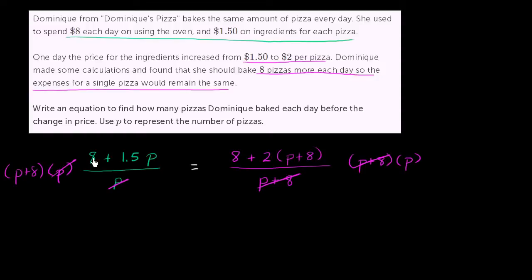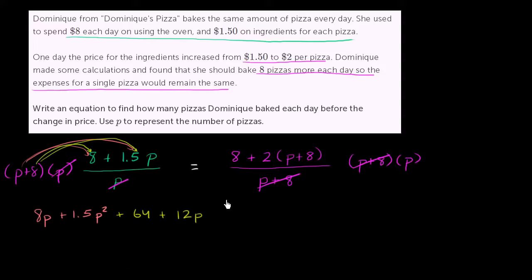What is P times 8 plus 1.5P? Well, that's going to be 8P, I'm just multiplying the P times this stuff first, plus 1.5P squared. And now let's multiply the 8 times both of these terms. So plus 64 plus 8 times 1.5, that is 12, plus 12P.